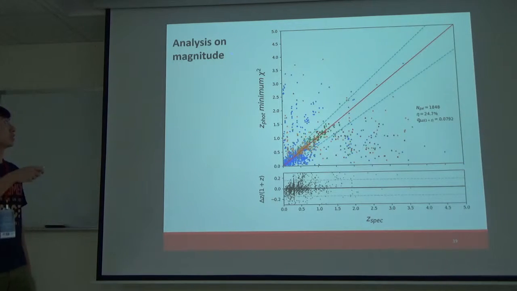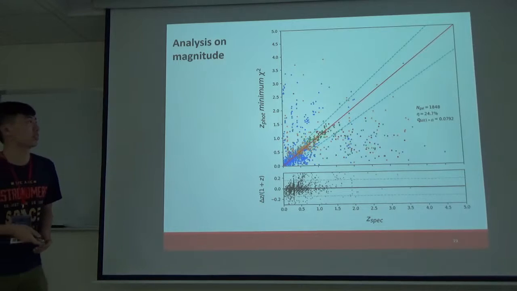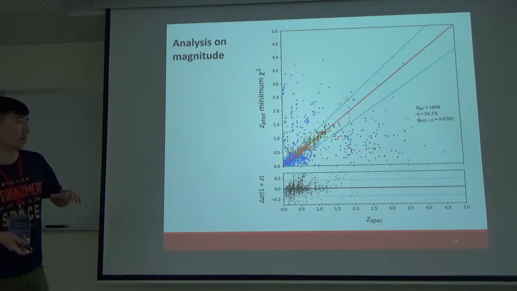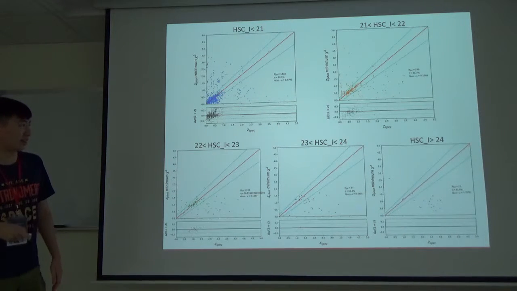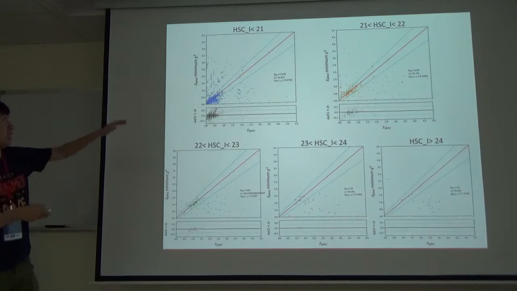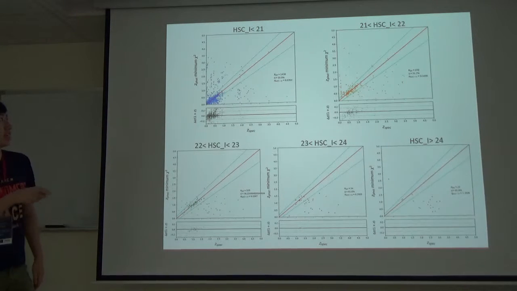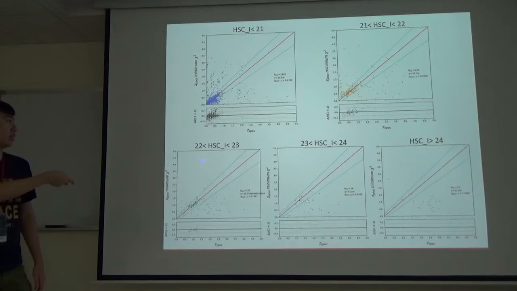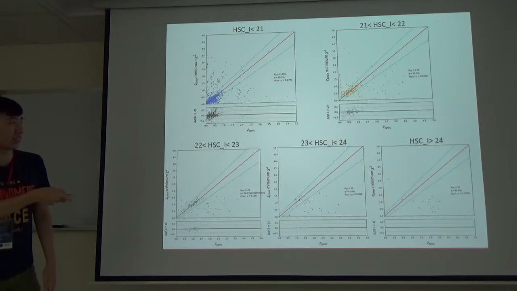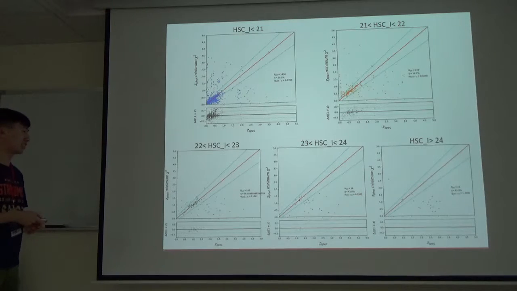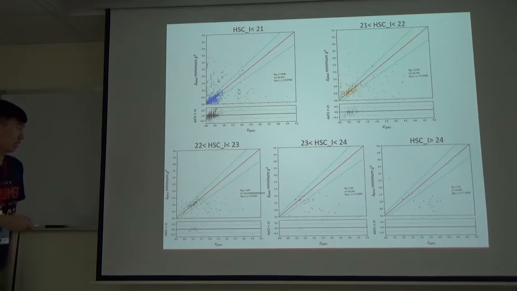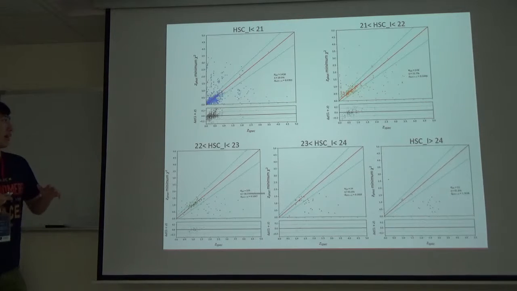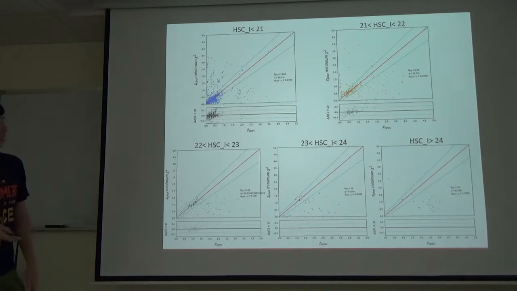The next thing I do is an analysis on the magnitude. Here I show different colors for different magnitudes in my photo-z results. Here I show 5 different magnitudes. This is HSC I, which is smaller than 21, and 21 to 22, 22 to 23, 23 to 24, and larger than 24. We can see that for HSC I larger than 24, there are many outliers, which is around here. So I decide to try excluding those with HSC I larger than 22.